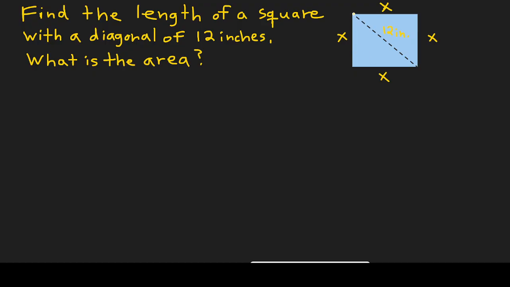And as you can see here, we have what's called a right triangle that's formed from these two sides, the height and the width of the square, and the hypotenuse is the diagonal. And this forms a right angle.